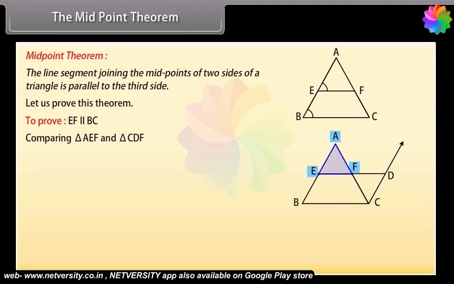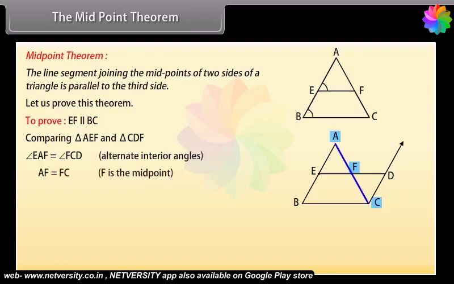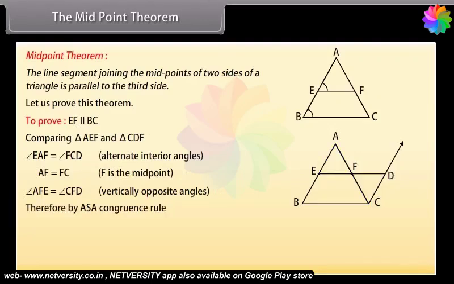Comparing triangle AEF and triangle CDF, angle EAF is equal to angle FCD because these are alternate interior angles. AF is equal to FC because F is the midpoint, and angle AFE is equal to angle CFD because these are vertically opposite angles. Therefore, by the ASA congruence rule, triangle AEF is congruent to triangle CDF. So, EF is equal to DF and AE is equal to DC by CPCTC.